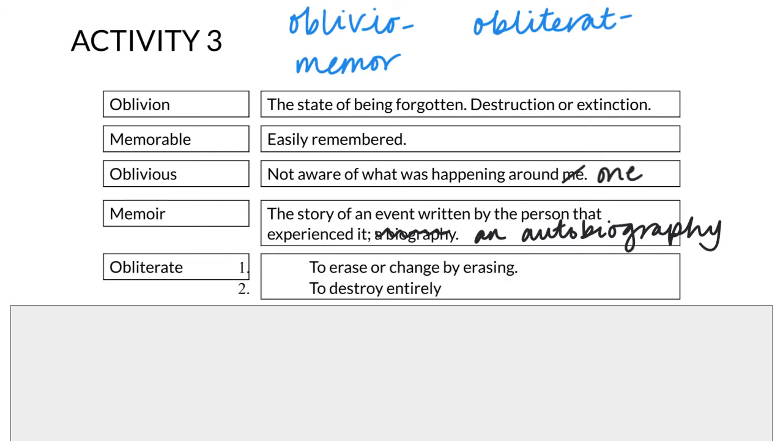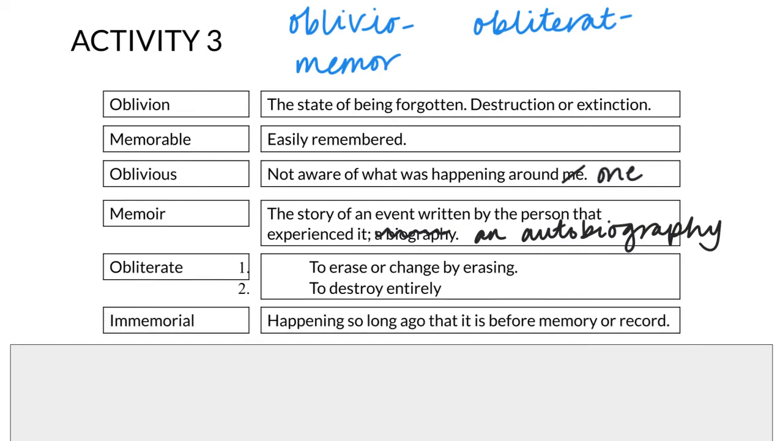Obliterate. Remember, obliterate meant erase. So to obliterate something, obliterate meant erased. To obliterate is to erase or change by erasing, or to destroy entirely. When I say change by erasing, a statue might be obliterated if someone maybe did something to its face. So although the statue is still standing, it has been changed so much that it's hardly recognisable. So you've done something to it, you've erased part of it, and that would count as obliterating it.